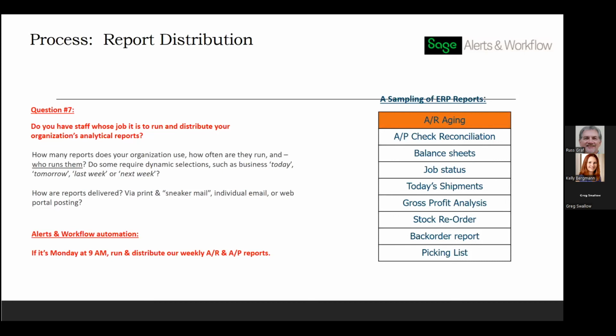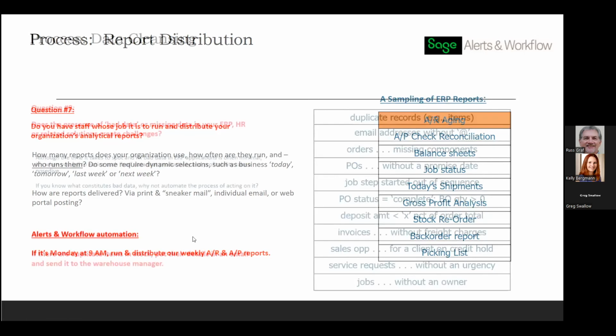By extracting out the important parts and giving those to the shipping people, to the manufacturing people, to the finance people, they're seeing what's important to them instead of having a complete report. So if you have reports and are distributing them both inbound and outbound, think of using Sage Alerts and Workflow to deliver that to those recipients.